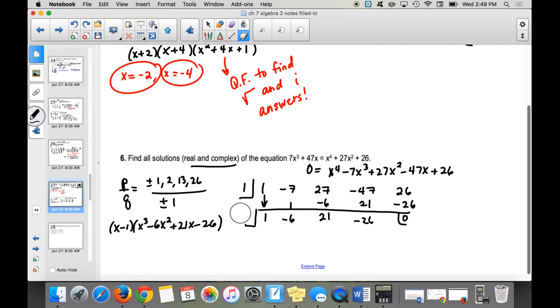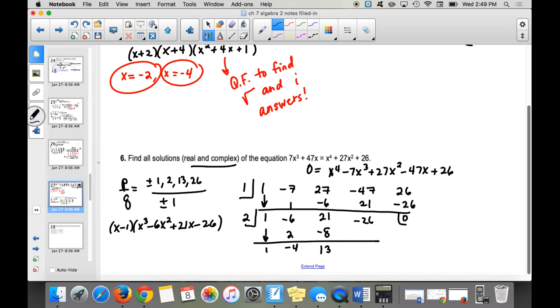You don't know? We're just guessing? Let's try it. And it really doesn't take long to actually try it, right? It's not like a huge deal. Oh, it works. So now it breaks into x minus 1, x minus 2, x squared minus 4x plus 13. And x squared minus 4x plus 13, sad day, does not factor. So we do the quadratic formula.